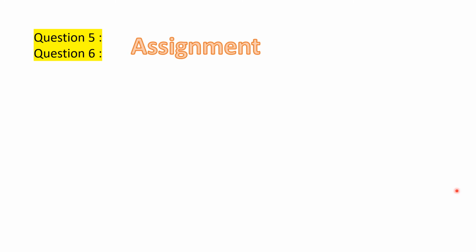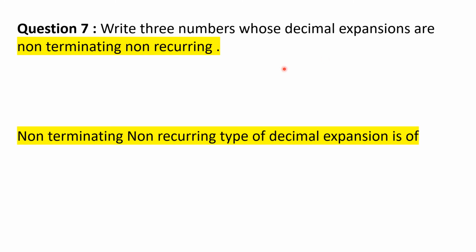Okay, now the next one, let's look at question number 7. Now write 3 numbers whose decimal expansions are non-terminating, non-recurring. So look at here, they have told us to write how many numbers? 3 numbers, right? And they told us what kind of numbers should they be? We should write numbers whose decimal expansions are non-terminating, non-recurring. Now we have done this so many times, we have repeated that. Non-terminating, non-recurring type of decimal expansion is of which type of number?